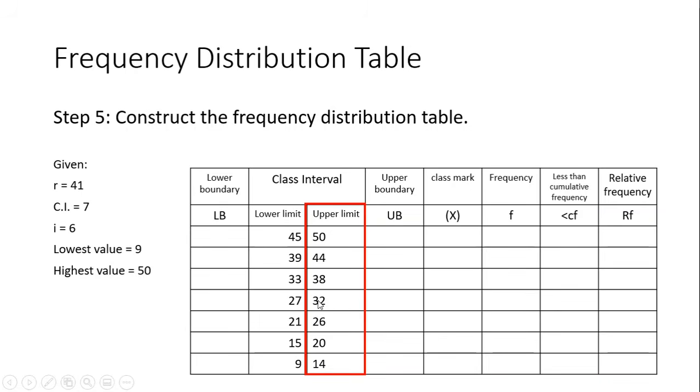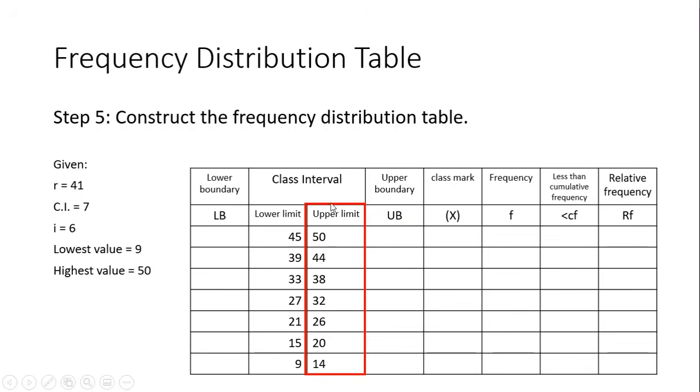So your class intervals here already represent the different groups. It means that numbers or scores 9 to 14 will be found in this particular group. For those students who have earned a score of 15 to 20, they are found in this group. And then for scores 21 to 26, they are found in this group, and so forth. That's actually the purpose of your class interval.